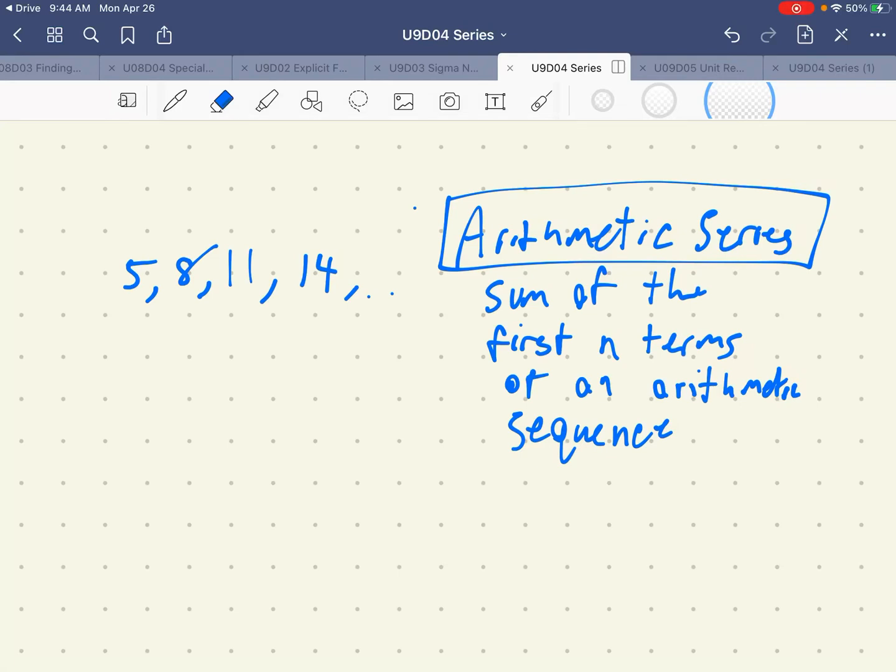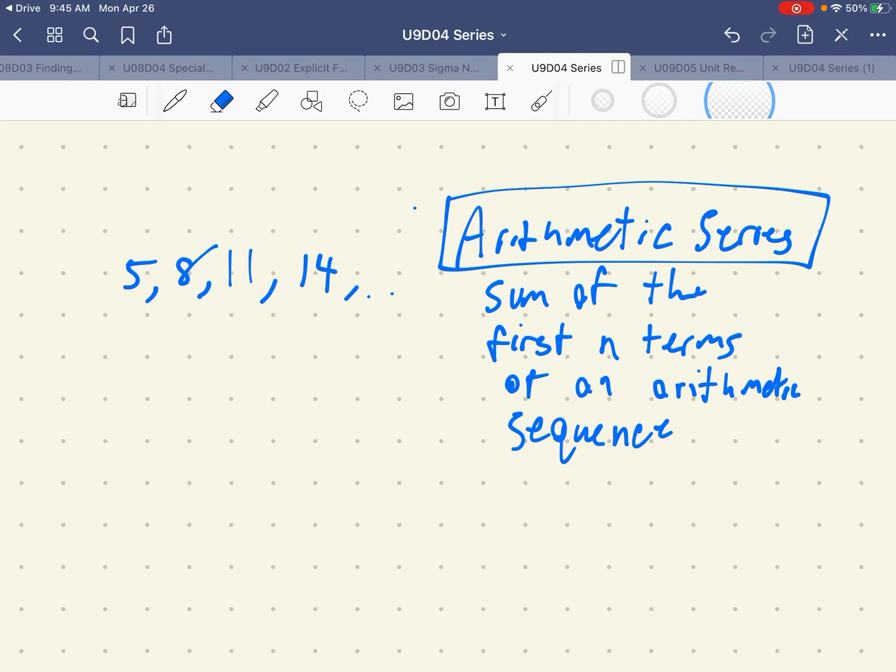So today we're going to be talking about what's called a series. A series is just the sum of a specific number of terms in a sequence. It's comparable to sigma notation, which we have done in the previous class. Let's take a look at the series we have here, or the sequence.